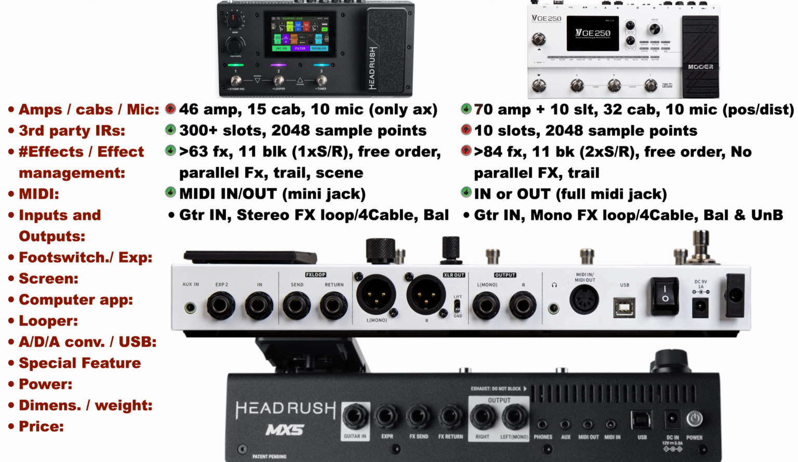In the GE 250 we have a guitar in, a mono effect loop as opposed to the stereo effect loop of the MX5. Then we have both balanced XLR output and unbalanced outputs, an aux in and a headphone out. Here I would give the thumbs up to the MX5, especially as it offers the stereo effect loop that is missing in the GE 250, which has only a mono effect loop.